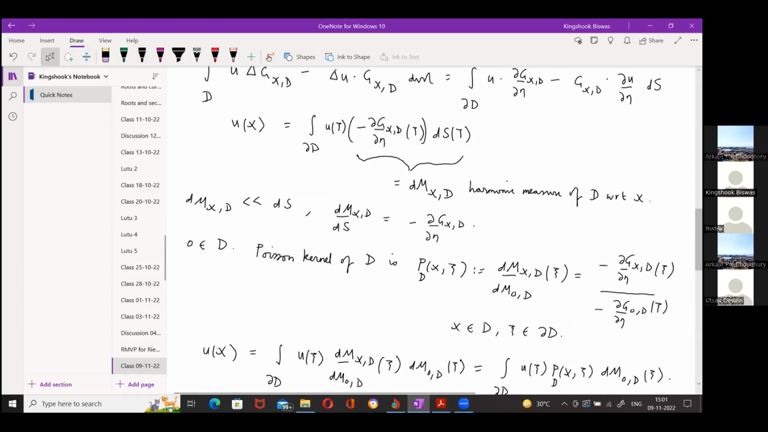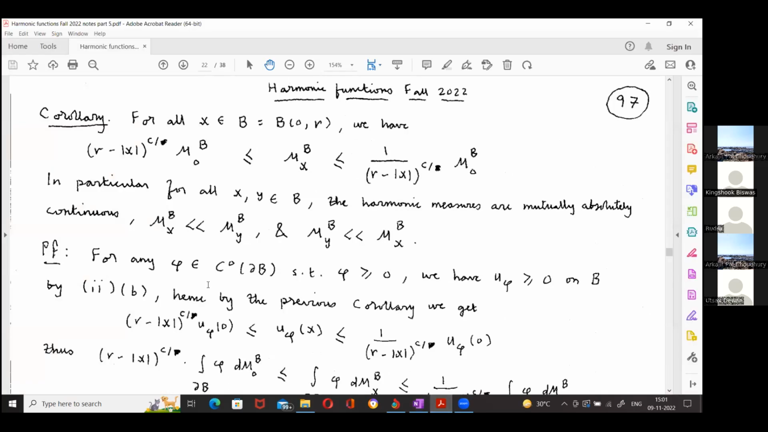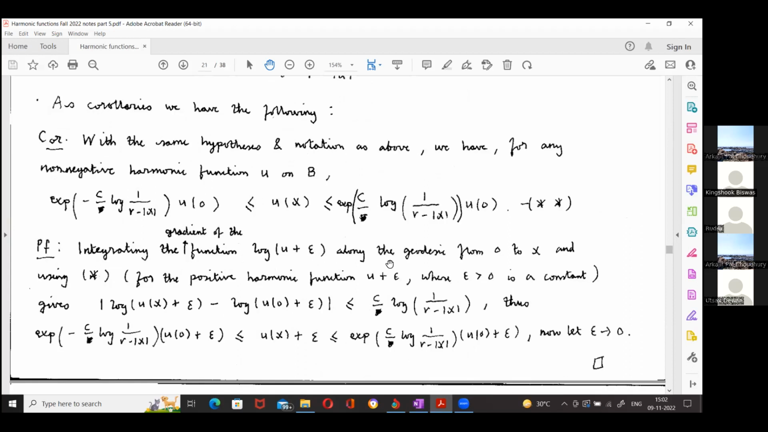So now let's come back to the proof of this corollary, that harmonic measure with respect to a point x in the geodesic ball is bounded above and below by these constants depending on x, which are like polynomials in 1 over the distance to the boundary, right? So the proof follows from this Harnack inequality, which we have here.